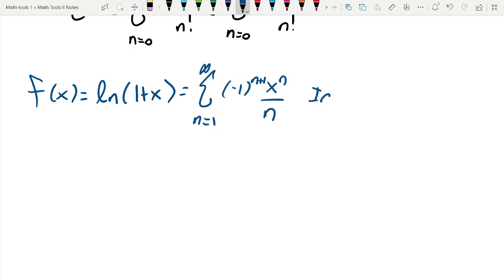Its interval of convergence is from negative 1 to 1, including 1, not including negative 1. Again, because natural log isn't even defined at 0, so that wouldn't really make any sense. But a very limited interval of convergence for this one.